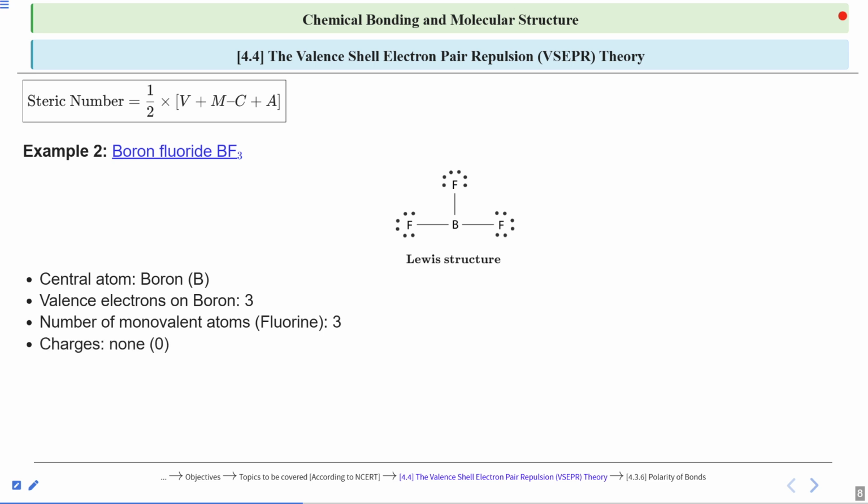Again, the charge is 0. The molecule is completely neutral. So we can put all of these values in the above formula to calculate the final value of the steric number for BF3. If you put all this, you will get your steric number as 3. I guess this is clear to you. It's very simple to calculate.